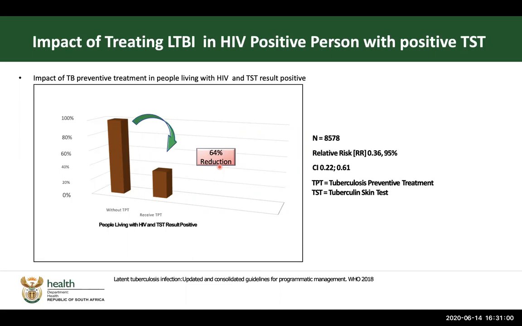The other issue is the interpretation of this TST results. Once you have injected it, people need to come back in 48 to 72 hours. Sometimes patients don't come back. When they do come back, the interpretation relies on the health worker's eyes and the ability to do an accurate measurement. So it has been a bit of an operational challenge, and probably led to the limited access to TB preventative therapy, even for patients who would have benefited the most from this treatment.